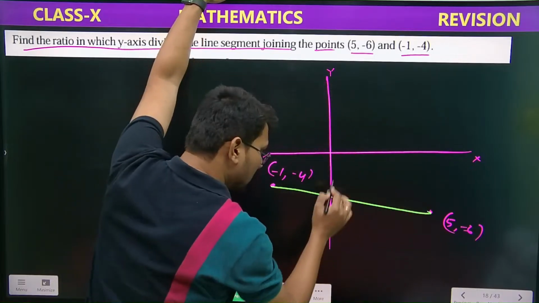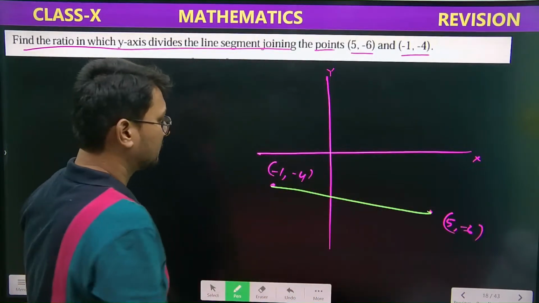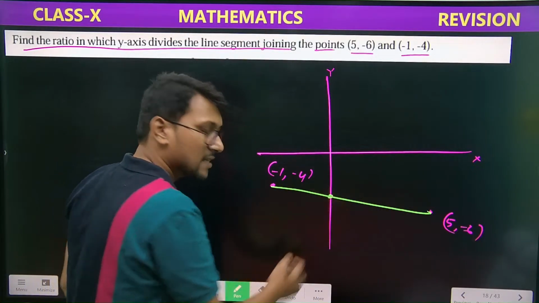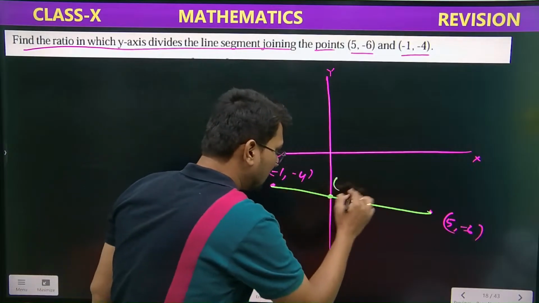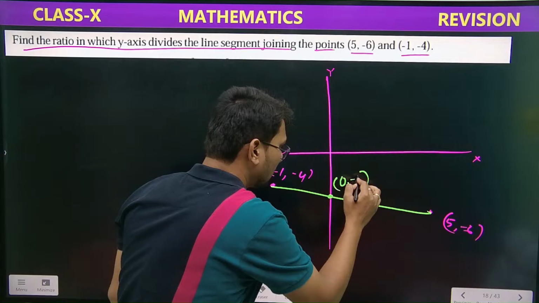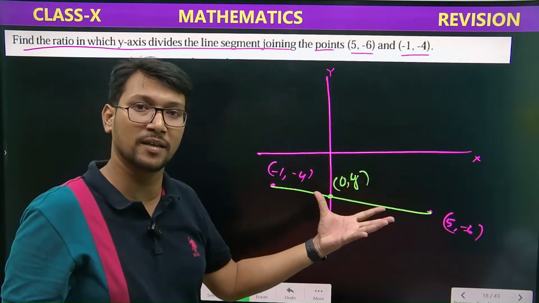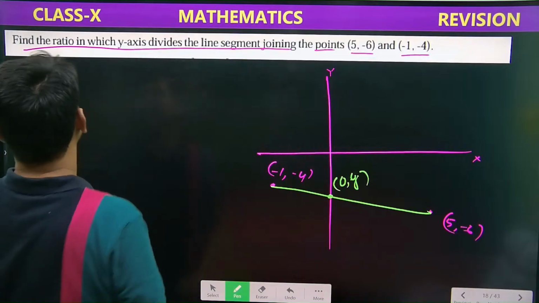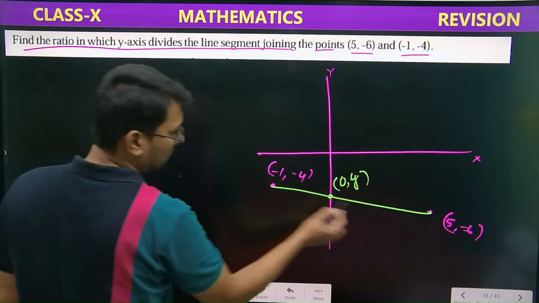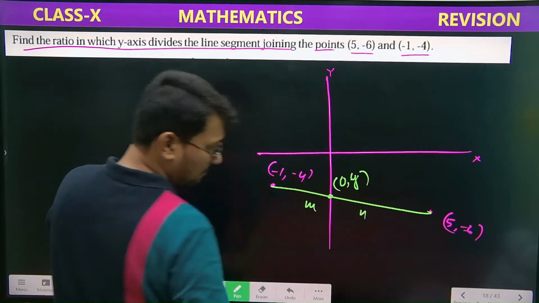It means the line is crossed by the y-axis, right? So at which point does it pass through the y-axis? What is the coordinate of that point? That is (0, y) or (0, -y), whatever, we will discuss that later, but it is (0, y). Now the question is saying, find the ratio. We have to find this ratio.